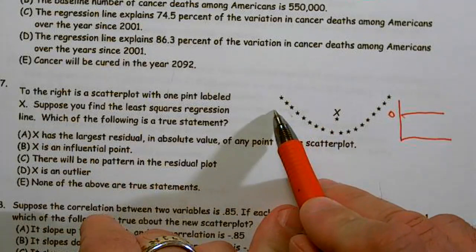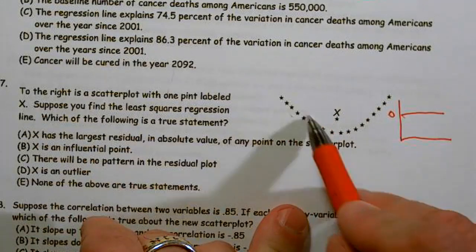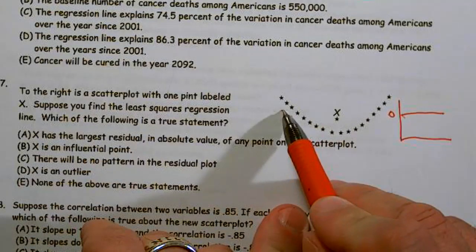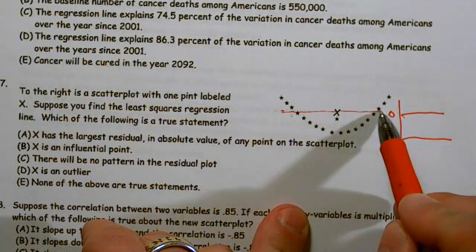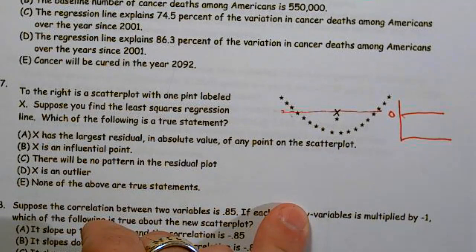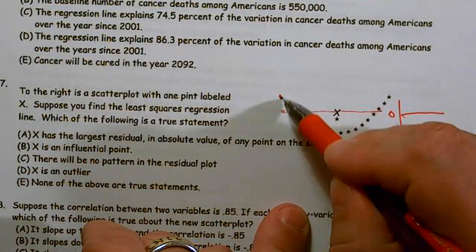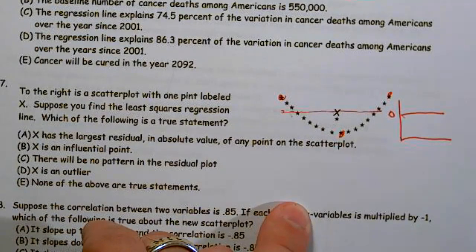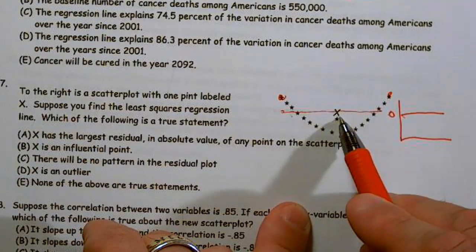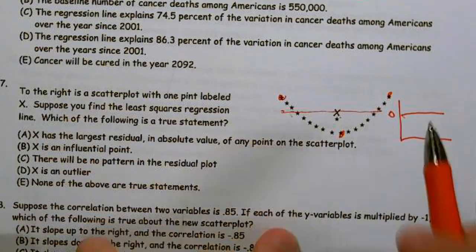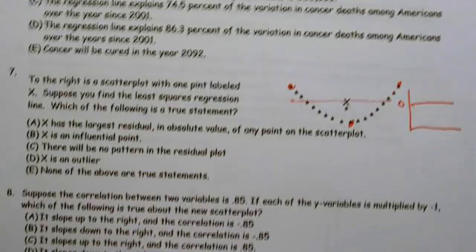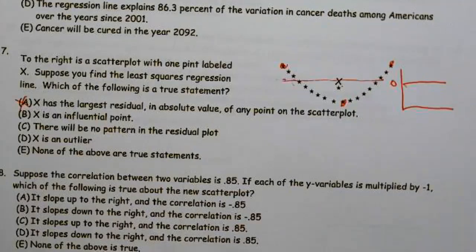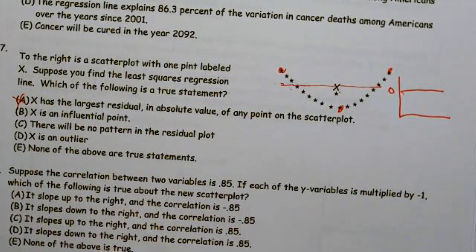And truth of the matter is, I don't know what the linear equation is going to be for this, but chances are it's going to be a horizontal line. And this point here, this point here, and this point here will all have greater residuals than X. That X might be on the residual line. So that's not going to be the case.